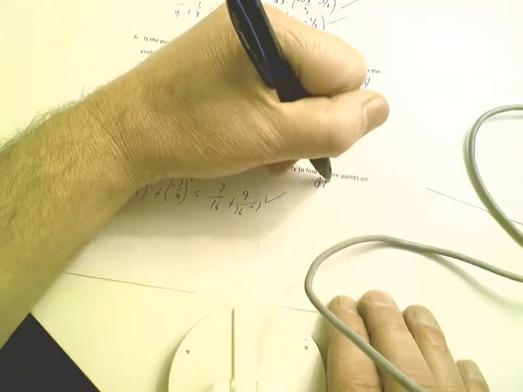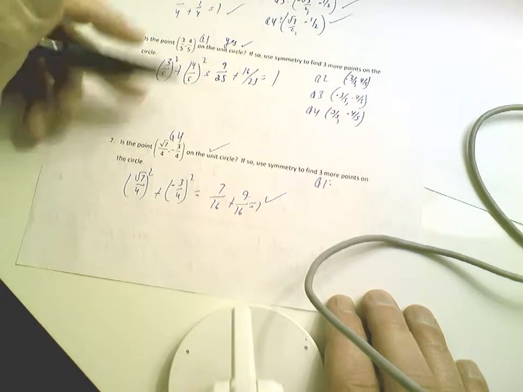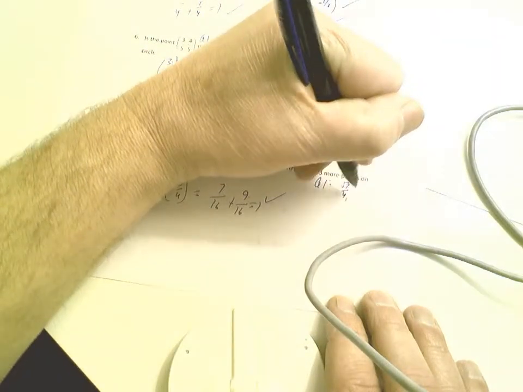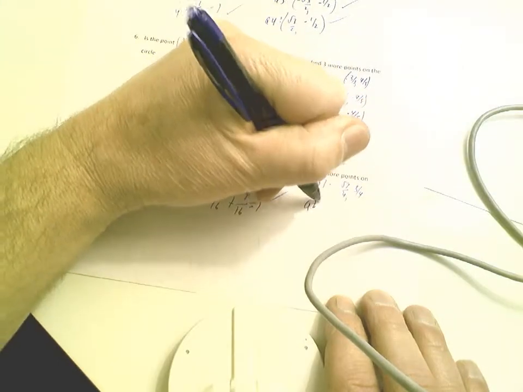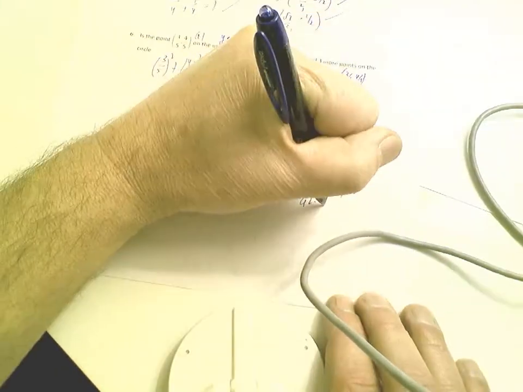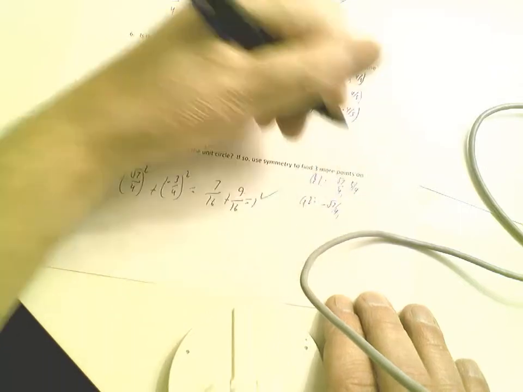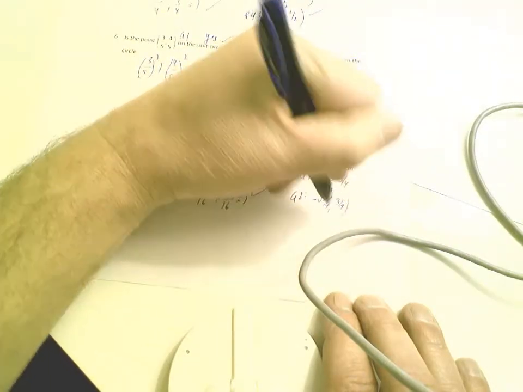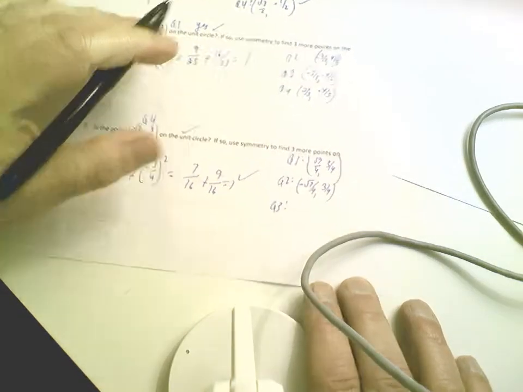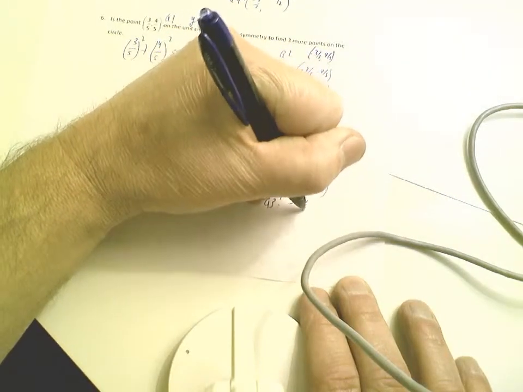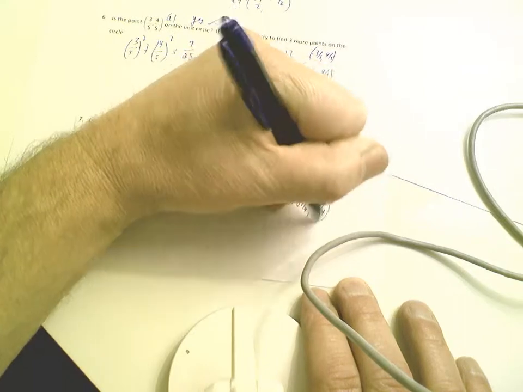Quadrant 1, both values would be positive. Square root of 7 over 4, 3/4. Quadrant 2, x coordinate's negative. Negative square root of 7 over 4, positive 3/4. Quadrant 3, both values negative. Negative square root of 7 over 4, negative 3/4. And I'm done.